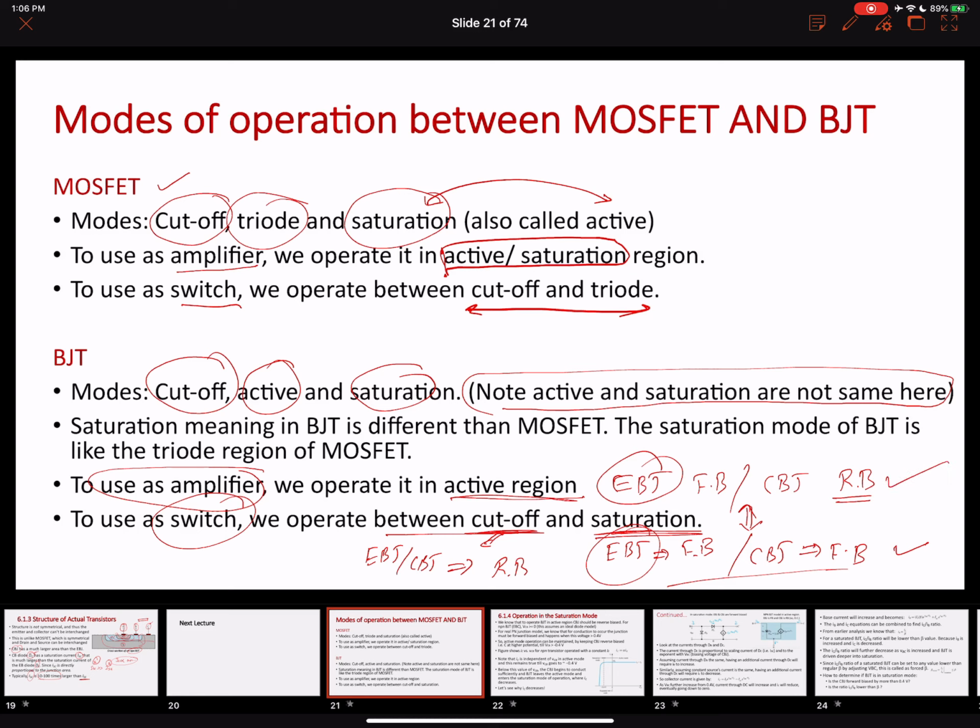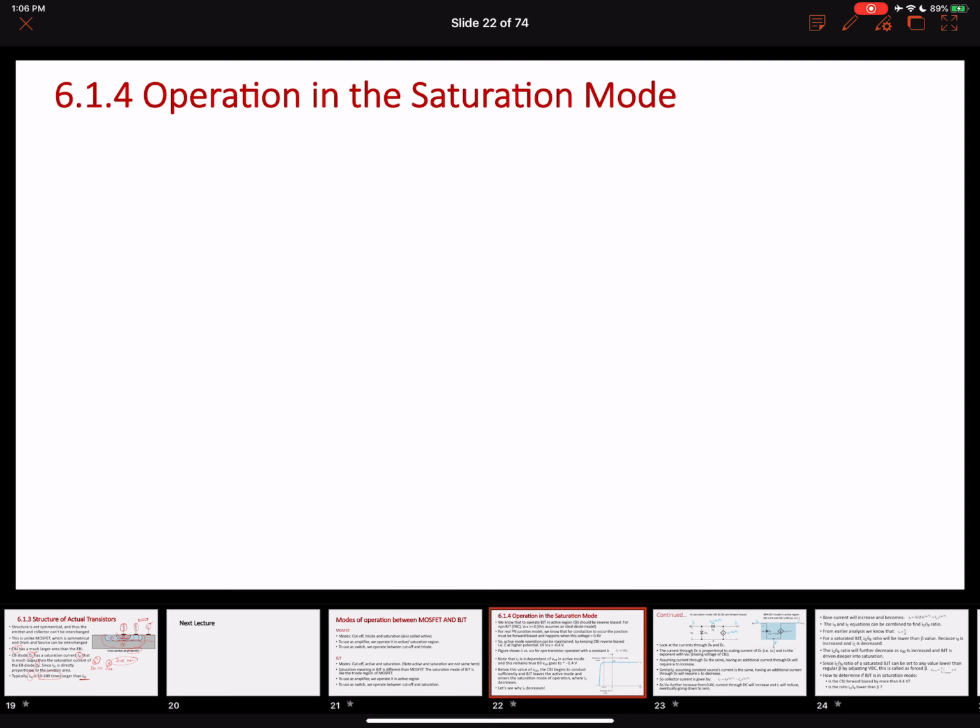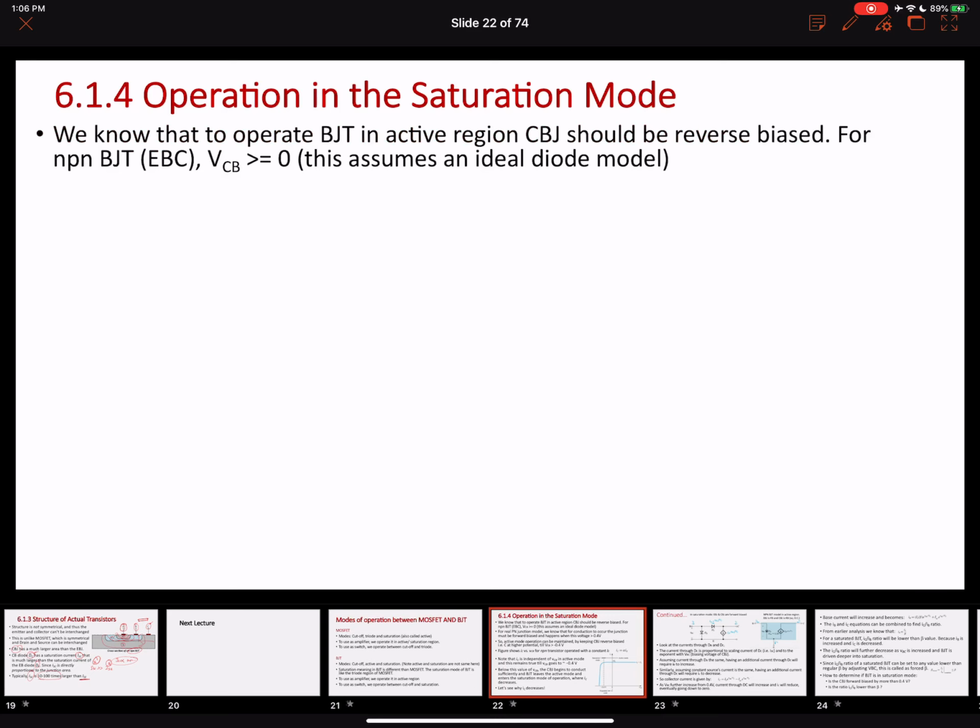This phenomenon we are going to discuss in more detail today: how the transistor transfers between the saturation and the active region when the collector to base junction moves from a reverse bias to a forward bias condition. Okay, so let's talk more about the saturation mode.